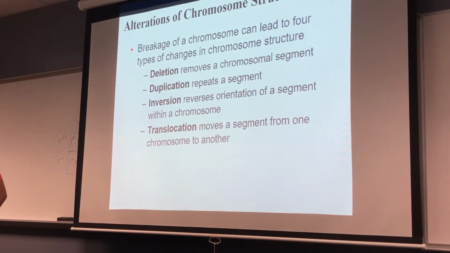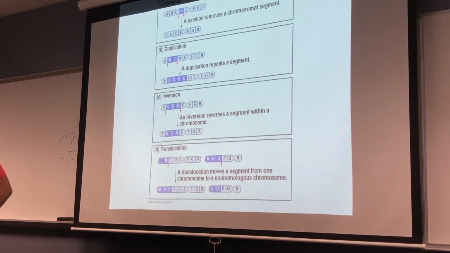And you can have also other alterations. For example, deletion, deleting a segment of the chromosome. Duplication, having a repeat. Inversion, almost like reversing. And translocation, moving certain segments from one to the other. For example, you can have here, in this chromosome, you delete segment D. So you delete those genes within that segment. Deletion. Duplication, you have here B and C, and then repeat it again, B and C.